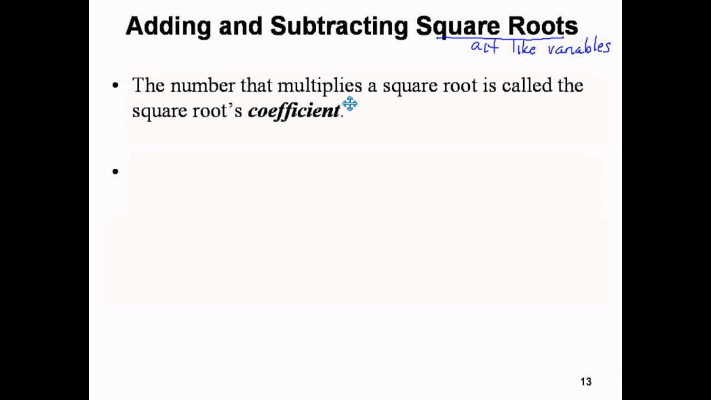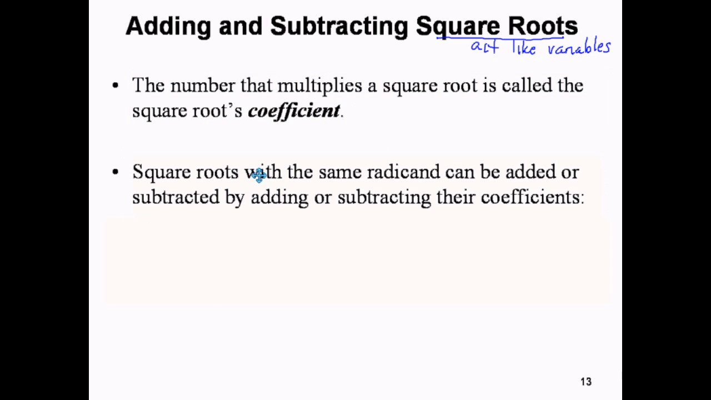This is very similar to adding and subtracting like terms, x's and y's. So you want to treat the square roots like a variable. If I have 2x plus 3y, can I do anything with it? The answer is no, because they don't match. It's just 2 x's and 3 y's. But if I have 2 x's and 3 x's, I can put them together. So because square roots act like variables, we treat them like variables.